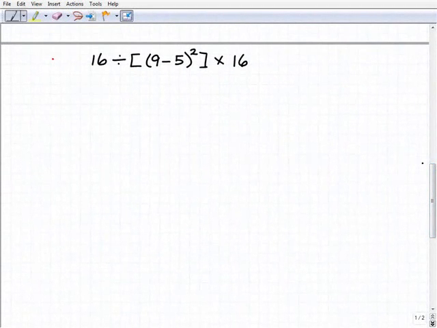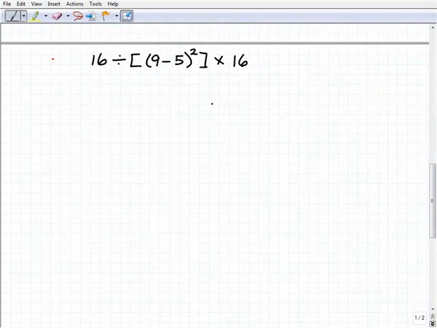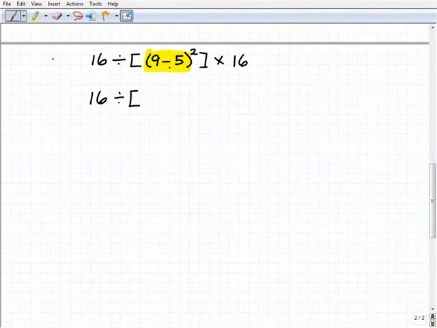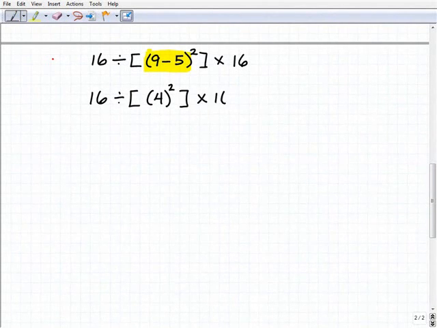Okay, moving on to our last problem here. So remember PEMDAS, I want to do parentheses first. So I have some inner parentheses and I have some outer parentheses, those brackets. But let's go ahead and just focus right here on those inner parentheses. So I'm going to go 16 divided by brackets 9 minus 5 is, of course, 4. So that'll be 4 squared bracket times 16. So what do I do next?